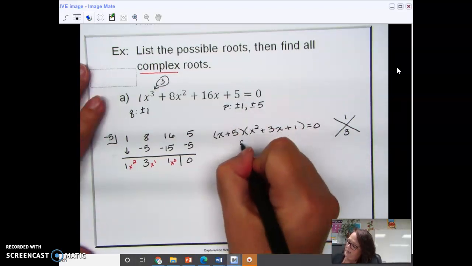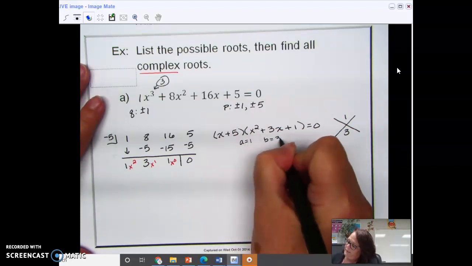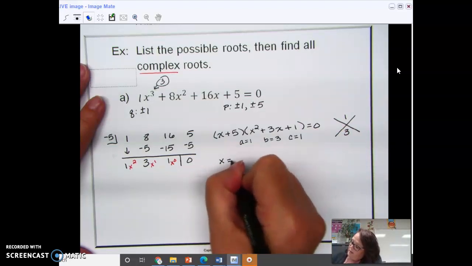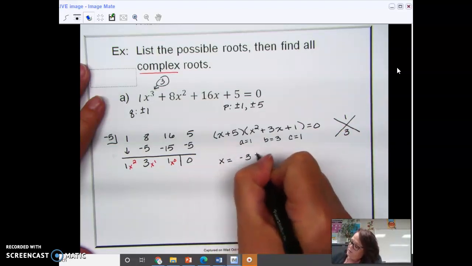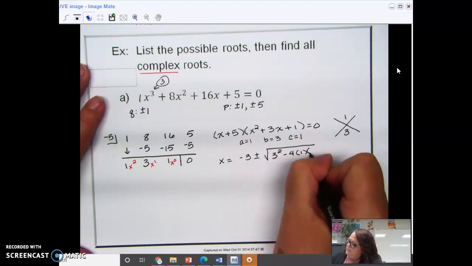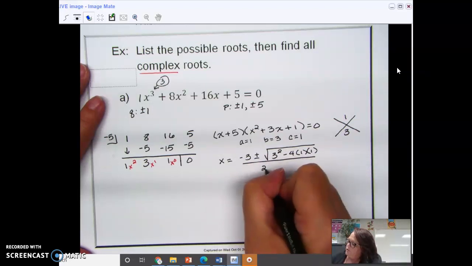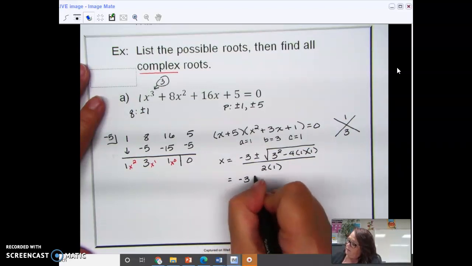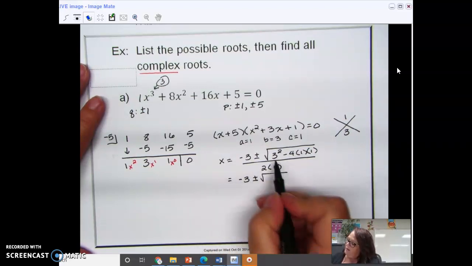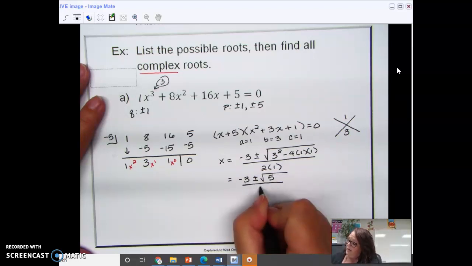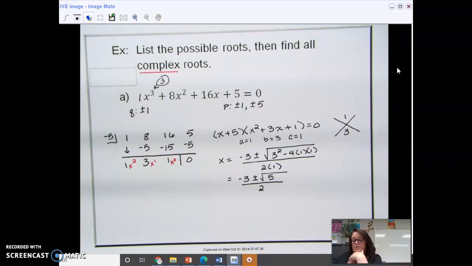So I'm going to let a equal 1, b equal 3, and c equal 1, and I'm going to use the quadratic formula. So we've got x is equal to negative b plus or minus the square root of b squared minus 4ac, all over 2a. All right, so when I work this out, I get negative 3 plus or minus the square root of, and then we get 9 minus 4 gives me 5, all over 2. So actually I lied. We didn't get 2 imaginary solutions, but we didn't get 2 rational solutions.